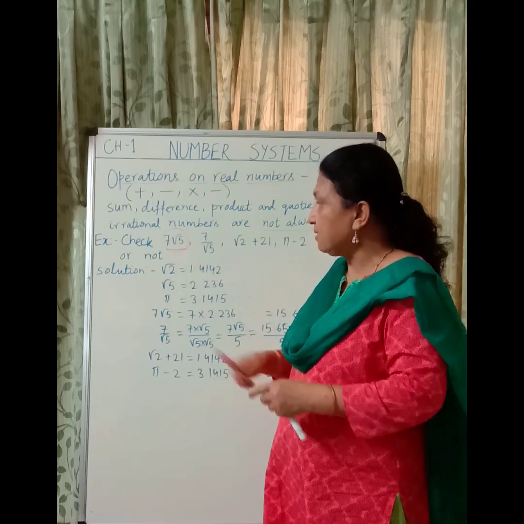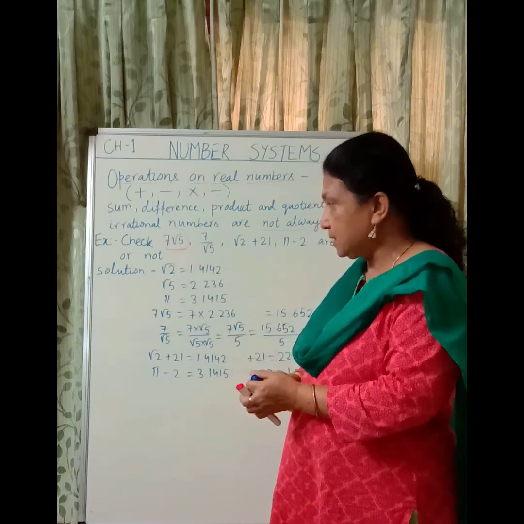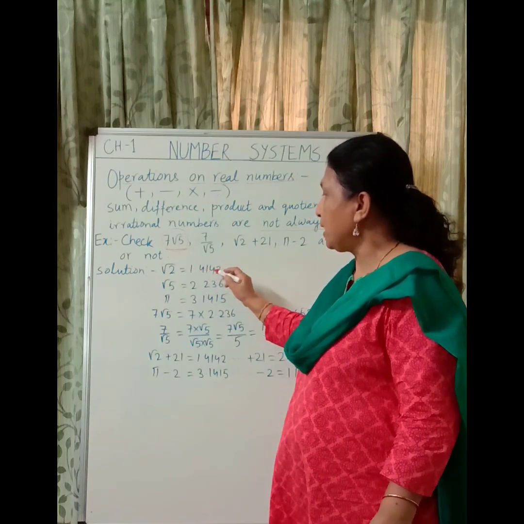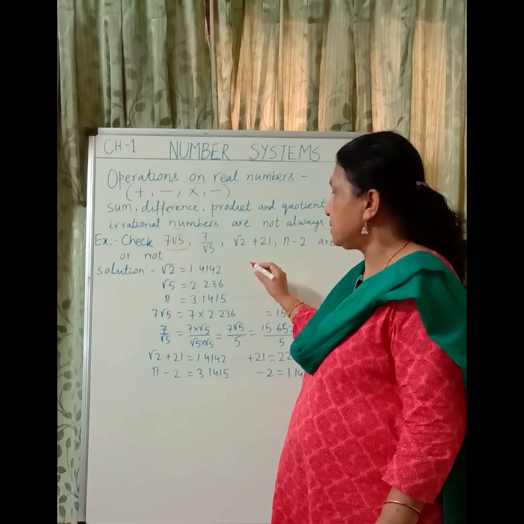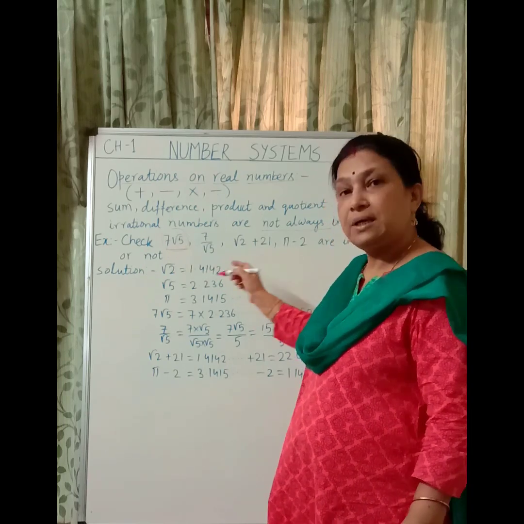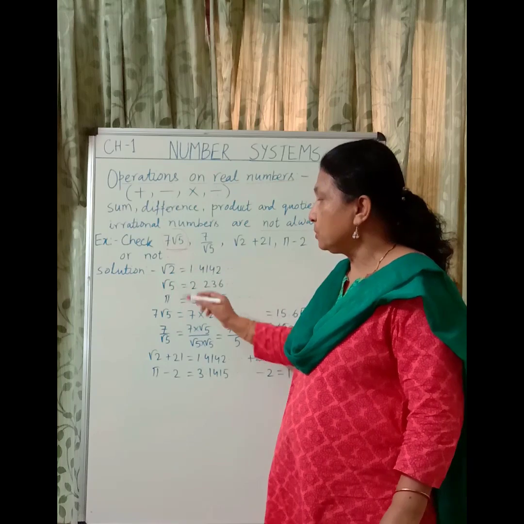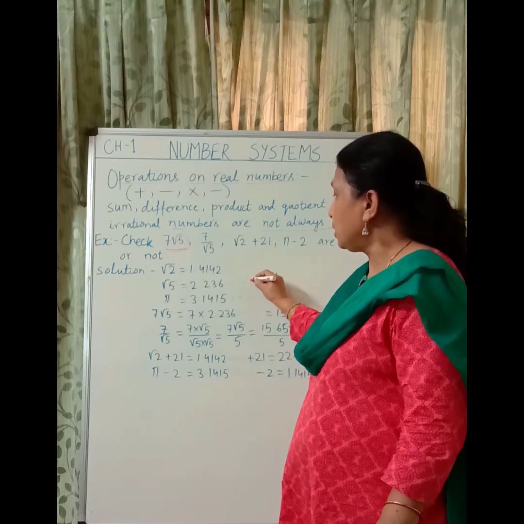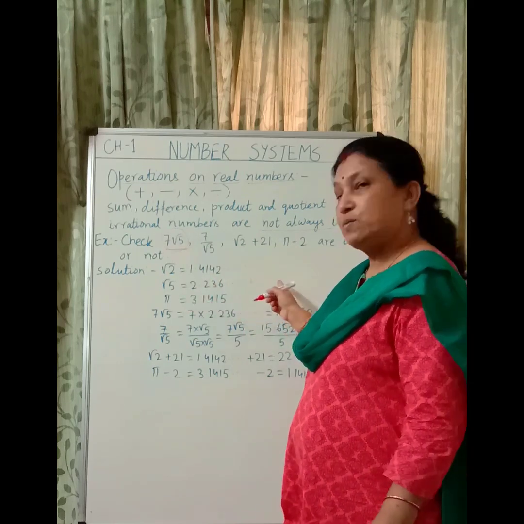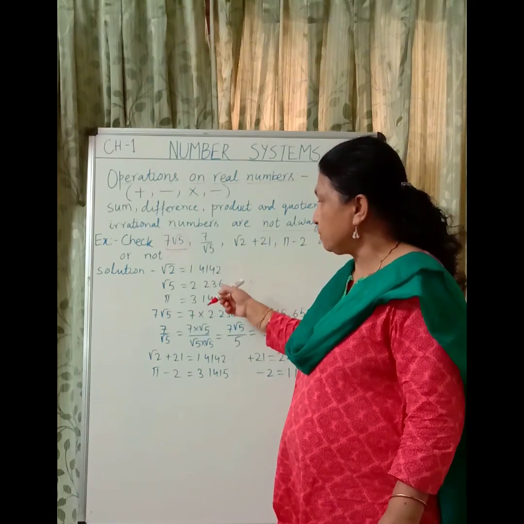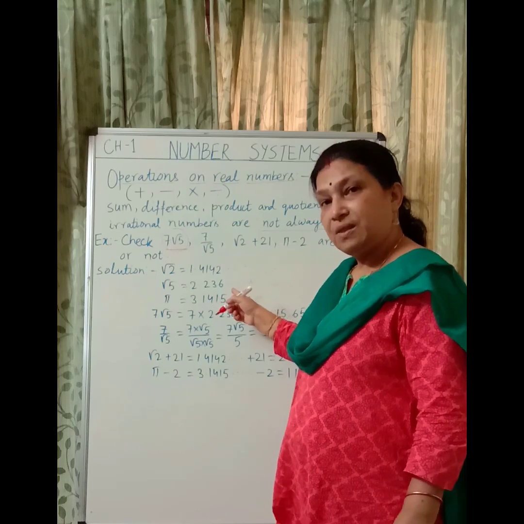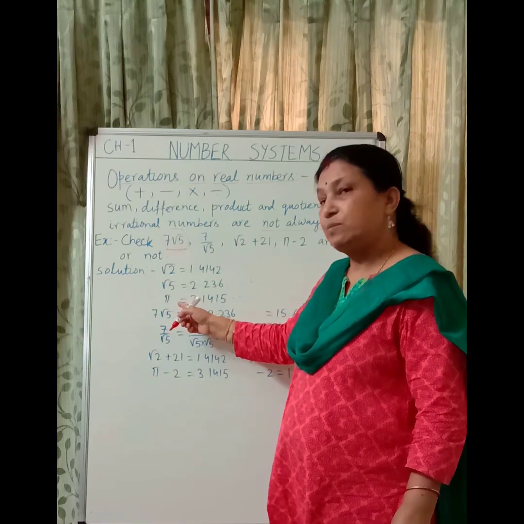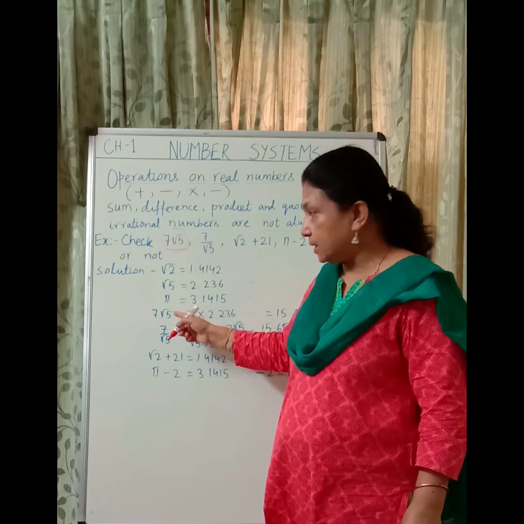Here we have taken the values of root 2. What is the value of root 2? Root 2 is 1.4142 and so on. This is the decimal expansion of root 2. Root 5 is 2.236 and so on. This is the decimal expansion of root 5, which is also an irrational number. You can see the form of the decimal number. It is an irrational number. The decimal expansion is non-terminating, non-recurring.